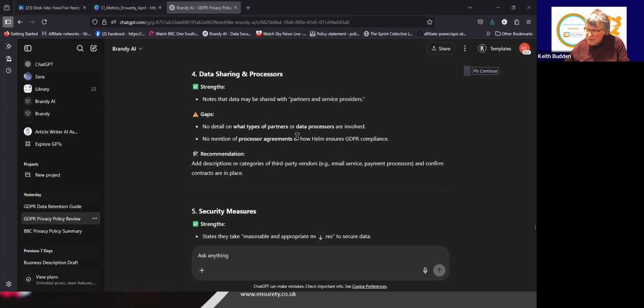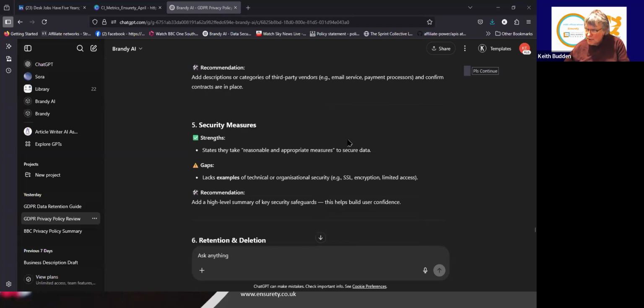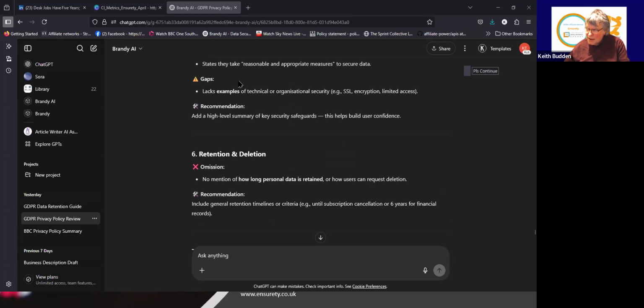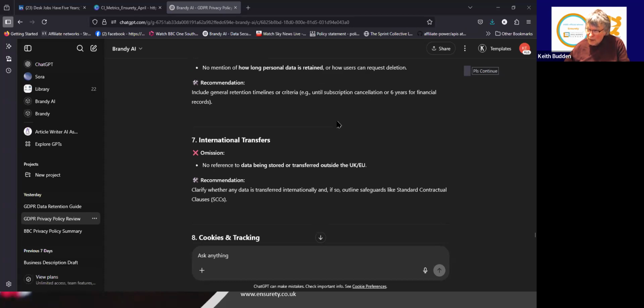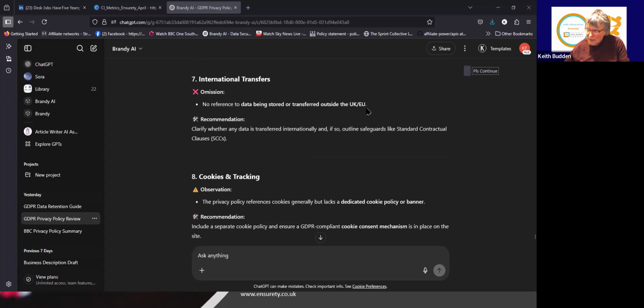It has no mention about data processing agreements or how Helm ensures that their processes are themselves GDPR compliant. Security measures: it states they take reasonable and appropriate measures, but it lacks technical or organizational security detail in that section, essentially. In terms of data retention and deletion, how long you're going to keep the data, their privacy policy doesn't mention it at all. So it's a big red cross because it's a big omission. Likewise, it doesn't mention whether they transfer any data overseas or not.